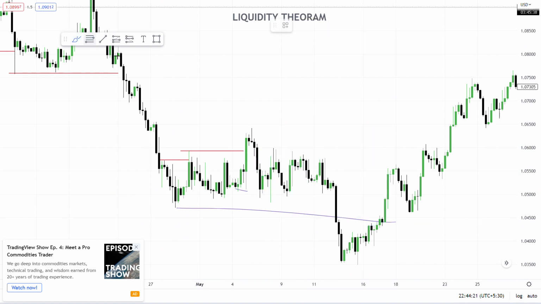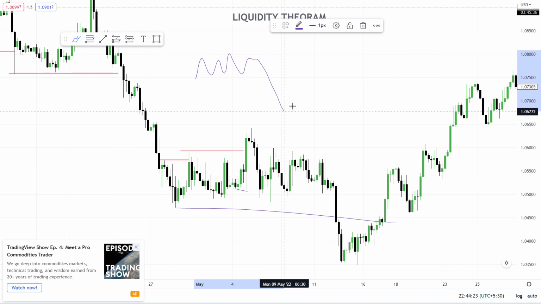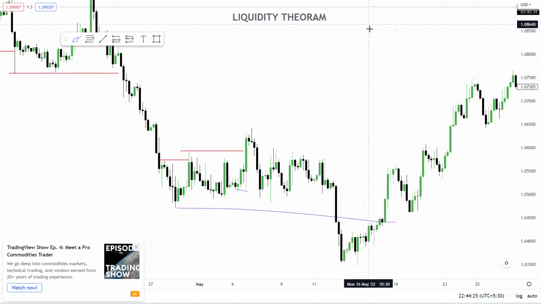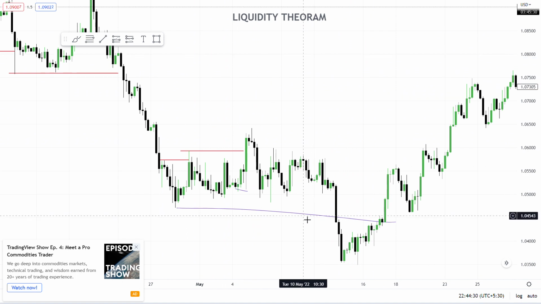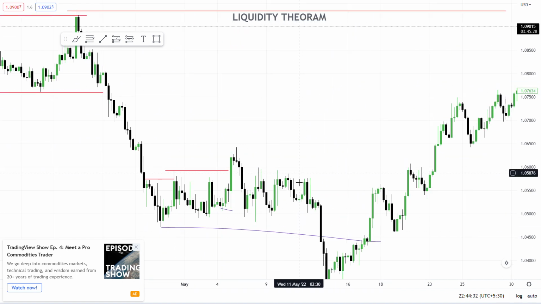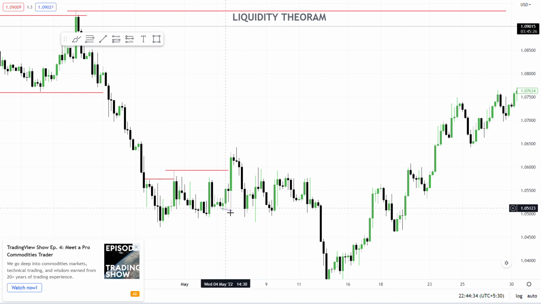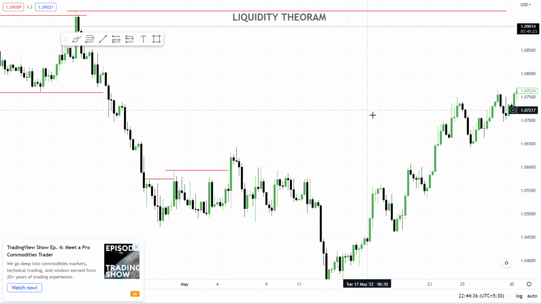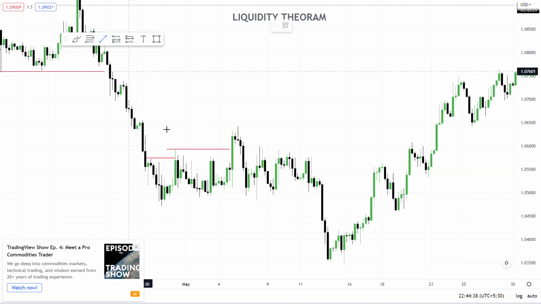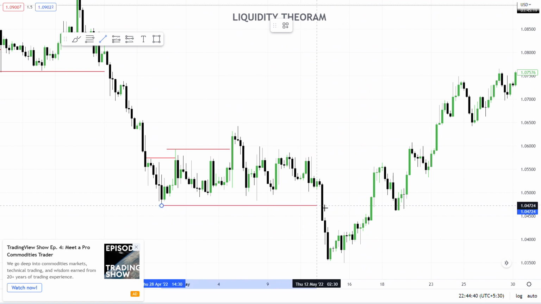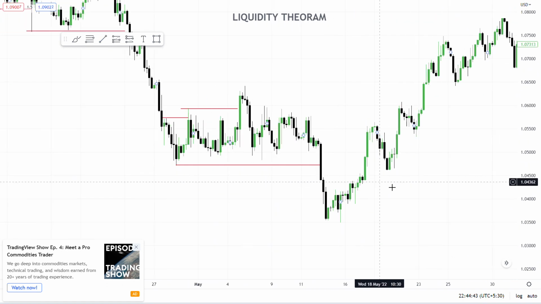They will move in accumulation, manipulation, distribution. This is how the market moves. These are the real cycles of how the market moves. Buy side liquidity taken, sell side liquidity taken, done.